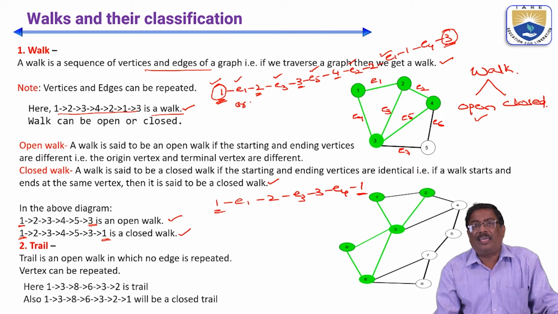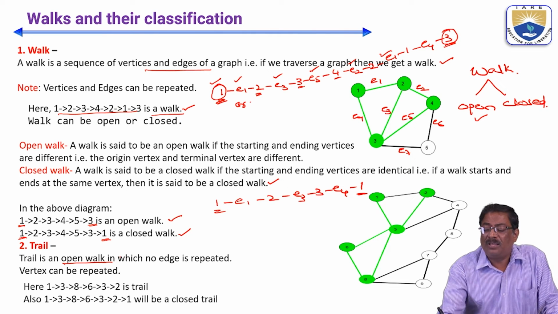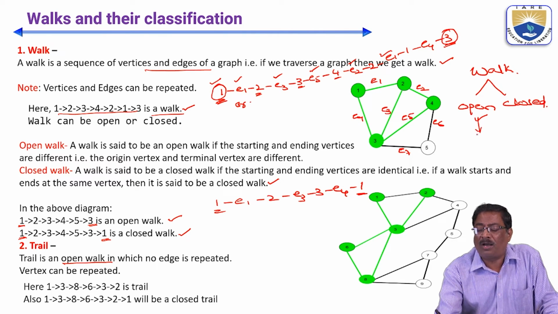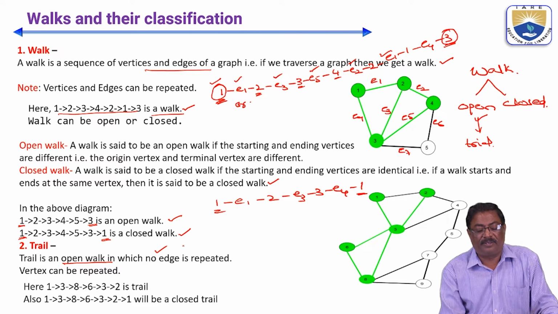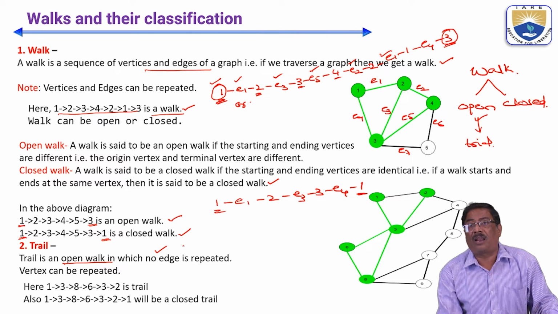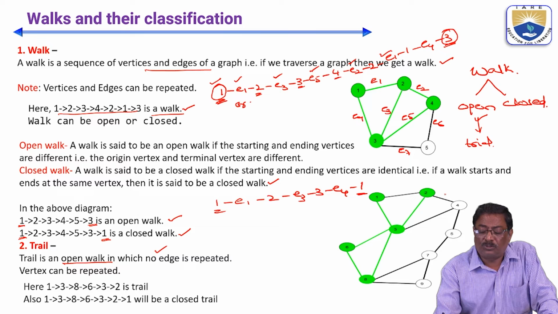Now, trial. What is meant by a trial? A trial is an open walk. A trial is an open walk in which no edge is repeated. Vertices are allowed to repeat. See here, 1, 2 in this diagram.